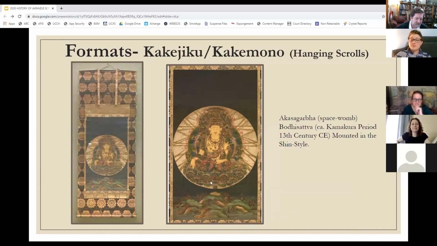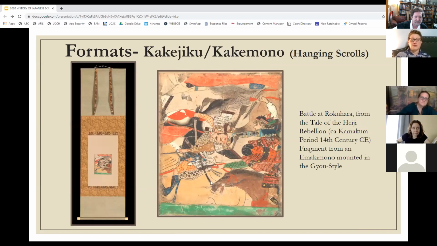So this is mounted in the Shin style. This is really cool. Look at how elaborate and beautiful that fabric is, and it matches the scroll too. I love it. Beautiful, rich colors. That's another thing I always love to point out: people think that Japanese scrolls are black and white and boring. They really are not. They're beautiful and high in color and just gorgeous.